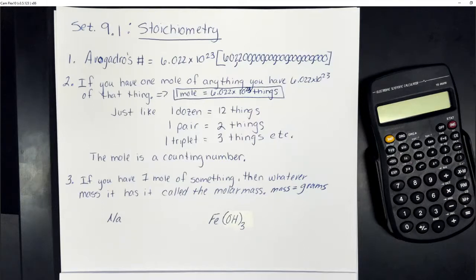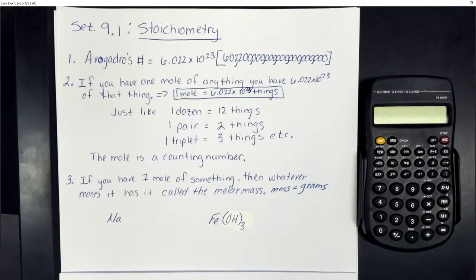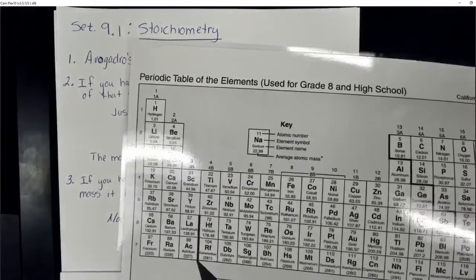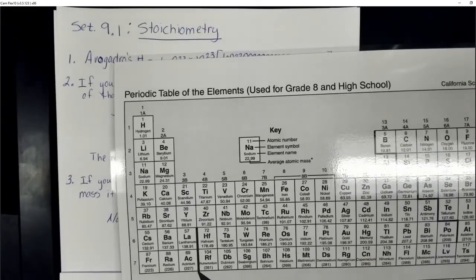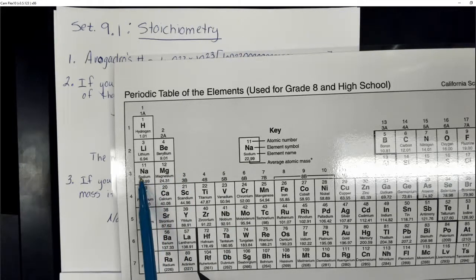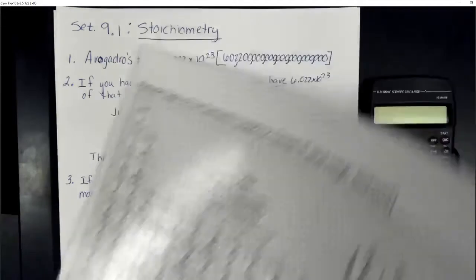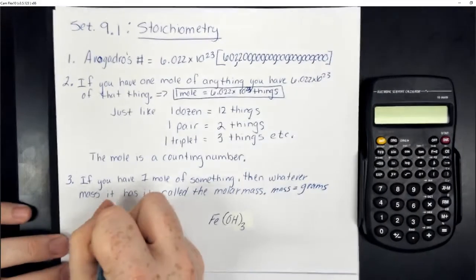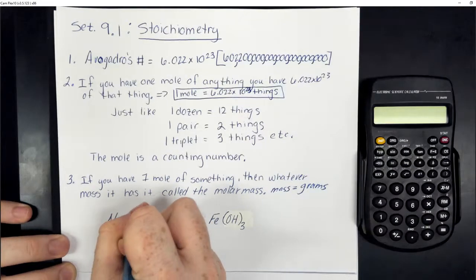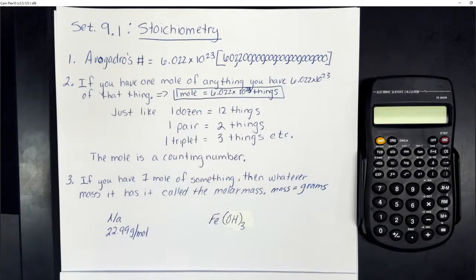You can figure out the molar mass of any element on the periodic table just by looking at the periodic table. Let's take Na, for instance, sodium. Sodium is one of our alkali metals. There it is right there, number 11. If you want to find the molar mass of an element, it's right there. Its average atomic mass. Okay? So 1 mole of sodium weighs 22.99 grams per mole. That is the molar mass of sodium.